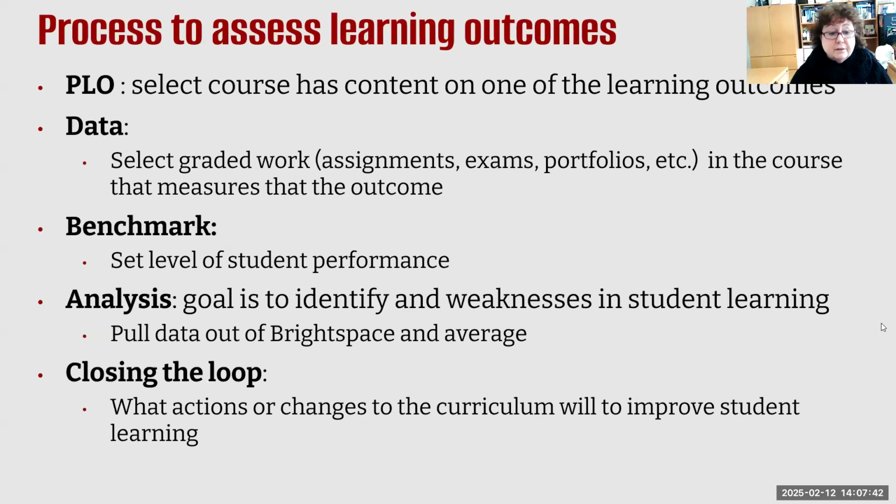So this is an example. I'm putting people here on the bottom so I can see. Process to assess learning outcomes. The first thing you do is ask what course or courses are aligned with that program learning outcome. So you don't have to assess every single course in your curriculum. You select a course that has content that is directly aligned with that learning outcome. You select your data. You set a level of performance.